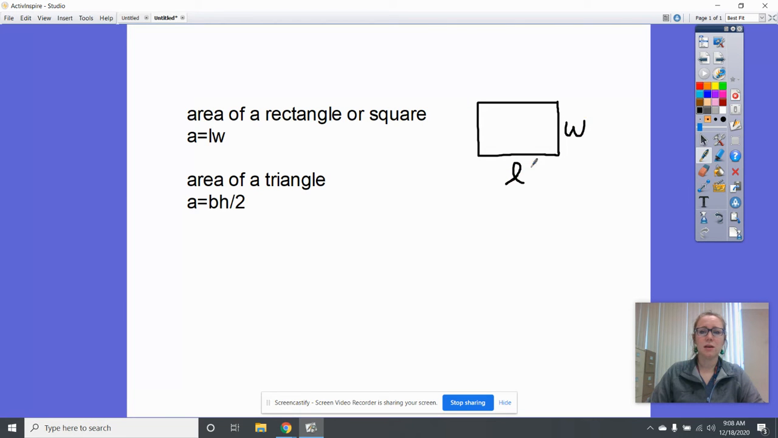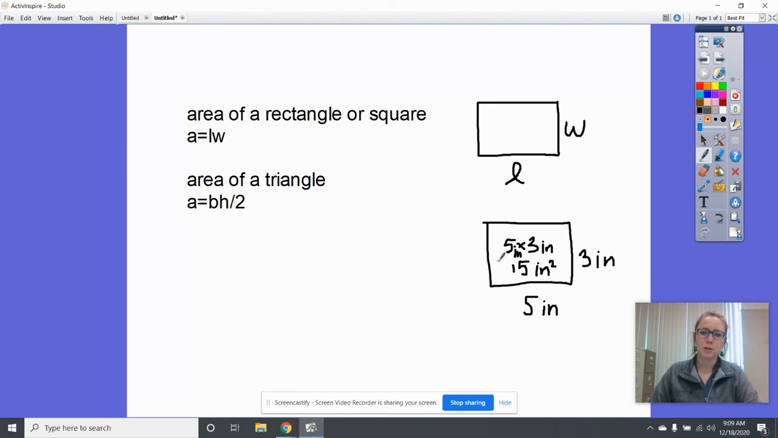So length and width. For example, if we have a rectangle that is 5 by 3, to find the area, all we do is 5 times 3. The units, when we find area, are units squared. So if this is 5 inches and 3 inches, then really we did 5 inches times 3 inches, which would be 15, because 5 times 3 is 15. And then inches times inches is inches squared. So the final answer for the area of this rectangle would be 15 inches squared.